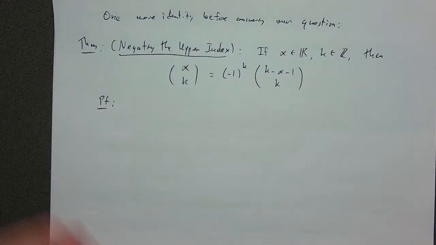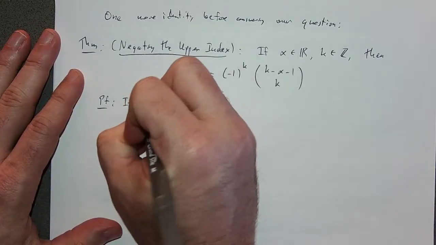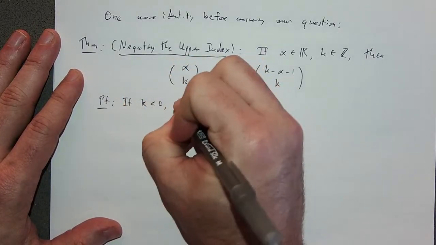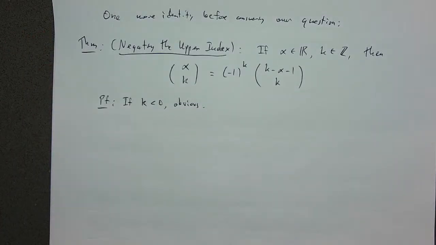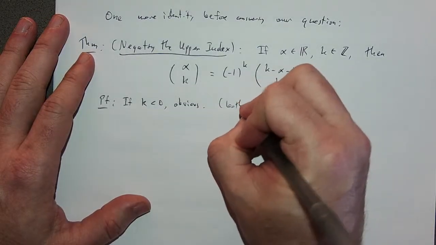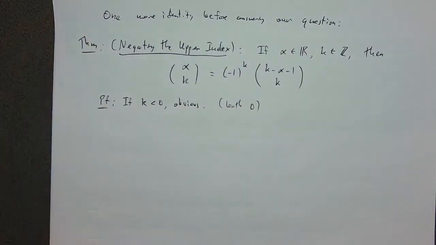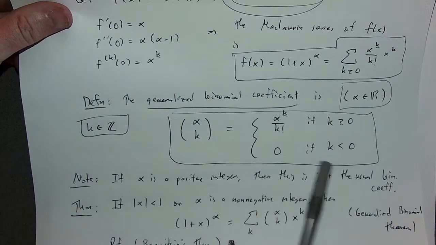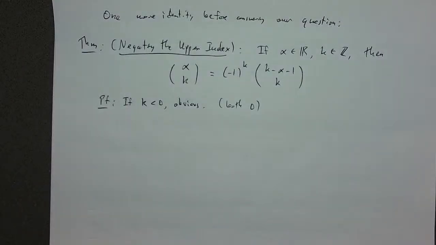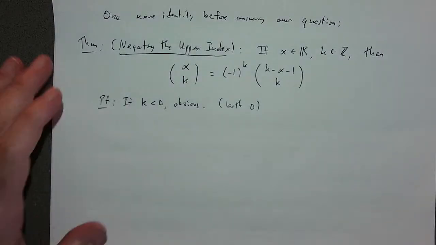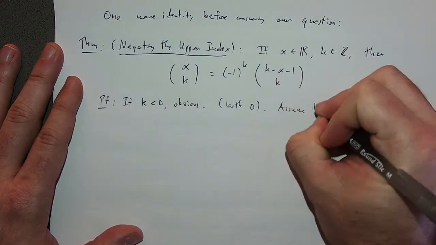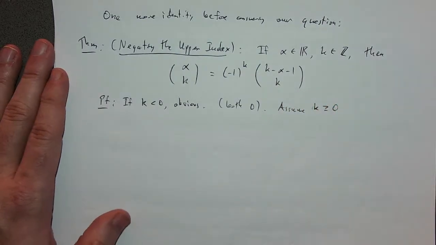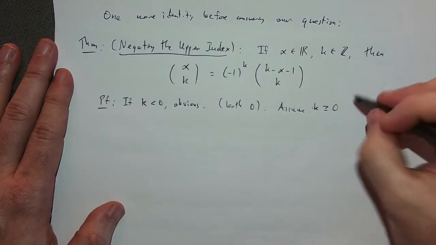All right. So, quick proof. If k is negative, this is obvious because they're both 0. So both sides are 0, right? We defined this generalized binomial coefficient to be 0 if k was negative. So if k is negative, then both of these are 0, and this is true. So assume k is a non-negative integer. Okay.